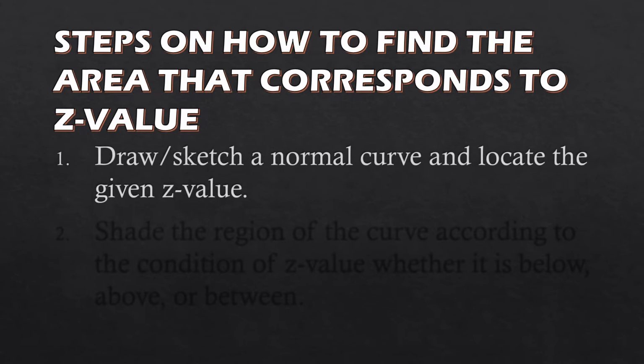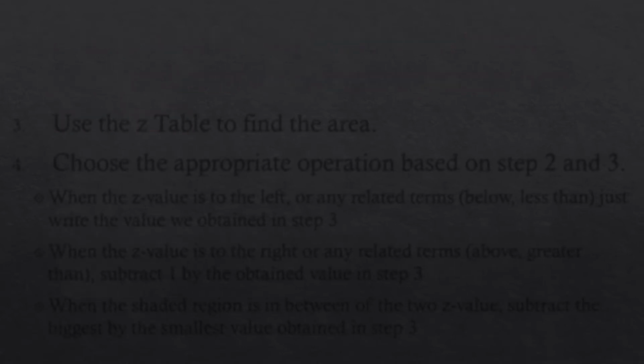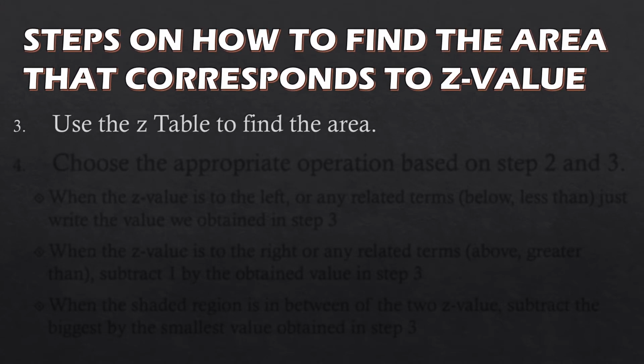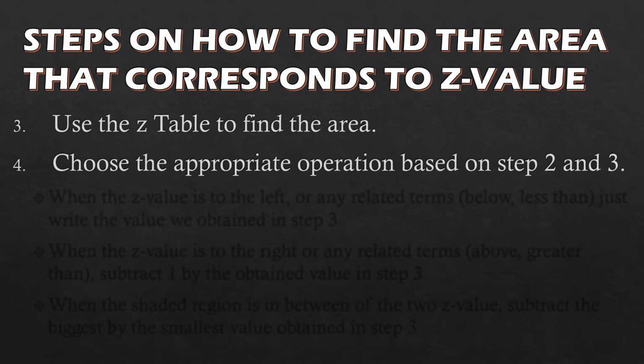First, you need to draw or sketch a normal curve and locate the given z value. Second, shade the region of the curve according to the condition of the z value, whether it is below, above, or between. We have the third step: use the z-table to find the corresponding area. Fourth step, you need to choose the appropriate operation based on step 2 and 3.